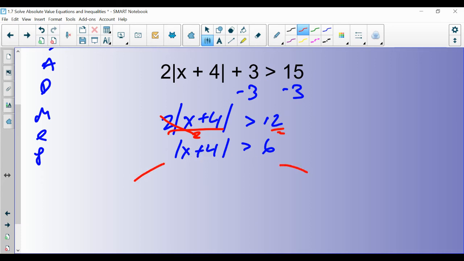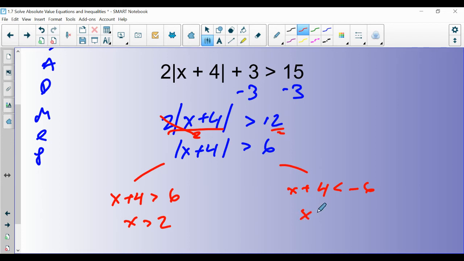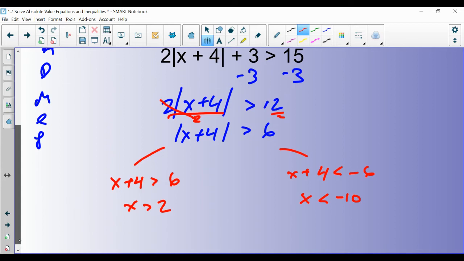Now is when I can split it into 2 different problems. One of them is going to be X plus 4 is greater than 6. You just get rid of the absolute value bars and leave it. The other one, X plus 4 is less than -6. Flip the direction of the inequality and make it negative. So we have X is greater than, subtract 4 on both sides, 2, and X is less than, subtract 4 on both sides, -10.